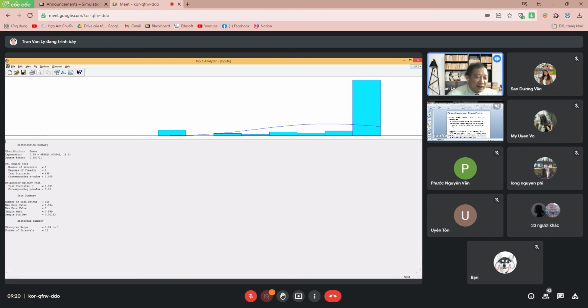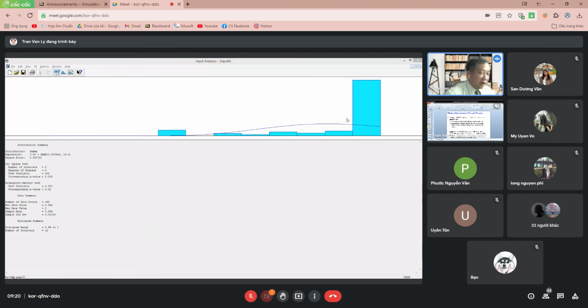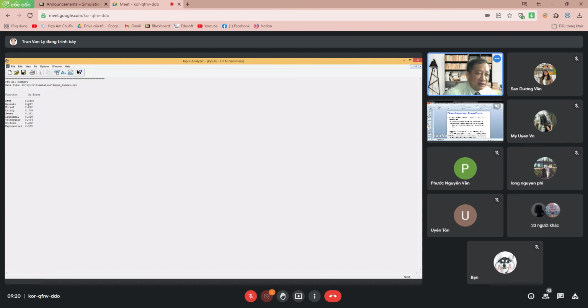In Arena, you go through such a tool to select the input analyzer, process analyzer, and many other things. But today we talk about inputs. So I show you one example of the inputs. You can select any series of data according to the format. You put it in the right format.